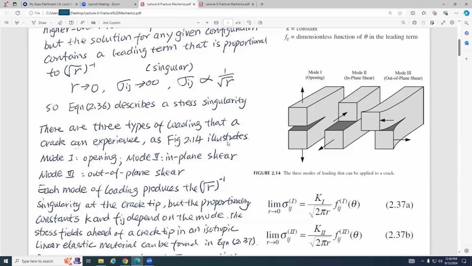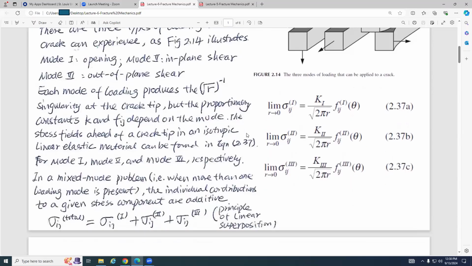This is shear, or tearing. We call it tearing. We can see this one, okay? So for mode 1, you can see sigma ij can be written using this equation, and for mode 2 with this equation, for mode 3 with this equation. And keep in mind, Fij1, Fij2, and Fij3 are totally different 3 functions. Alright? They are totally different.